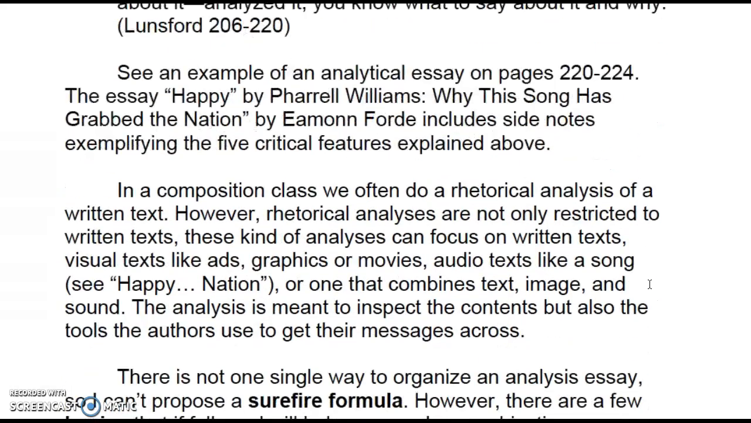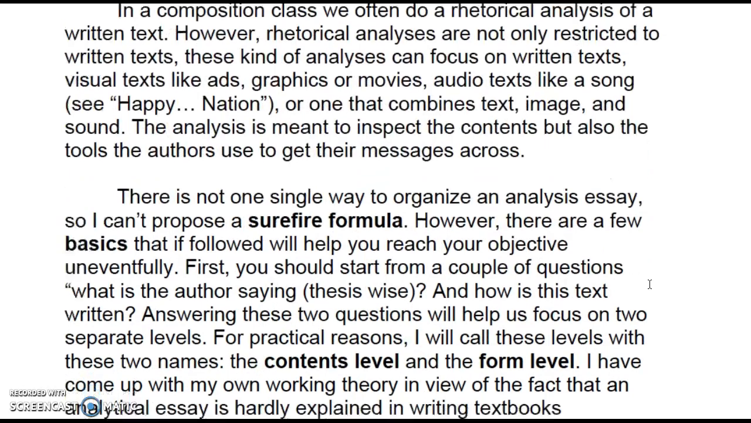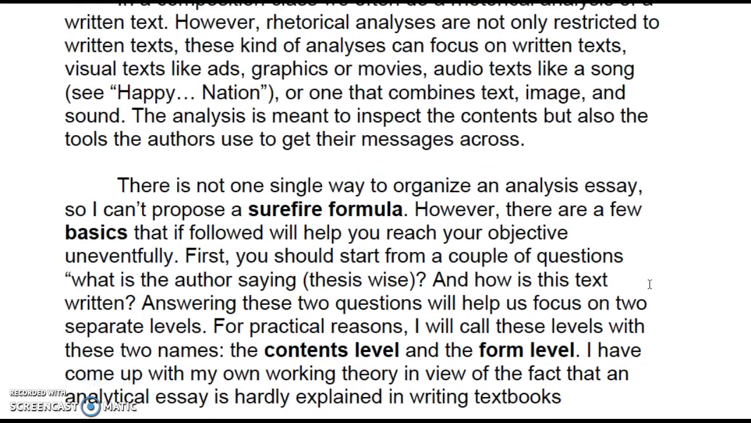As I said, and I'm warning you here, it's not a formula like a typecast formula that you apply when making an analysis, but there are some basics that, if you follow them, are going to help you clarify your approach to the analysis.